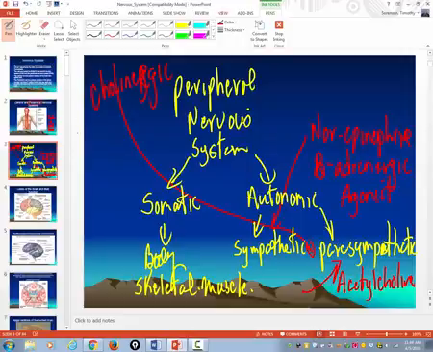Now, better write this down. The neurotransmitter for skeletal muscle contraction is always acetylcholine. Always.